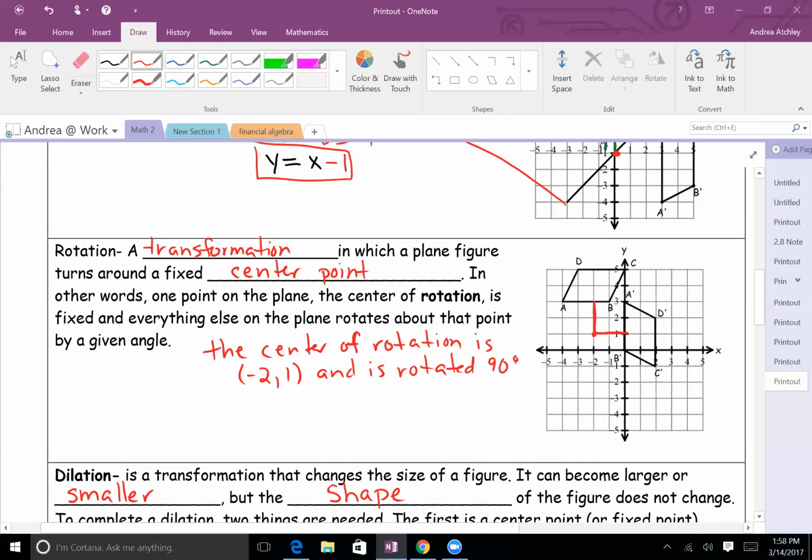Okay, and the image is rotated 90 degrees. The rotation, you'll have equal distance from each figure. So this will be congruent to this when you rotate it. If you draw a perpendicular line to the image and then to the pre-image. Any questions on that? Okay.